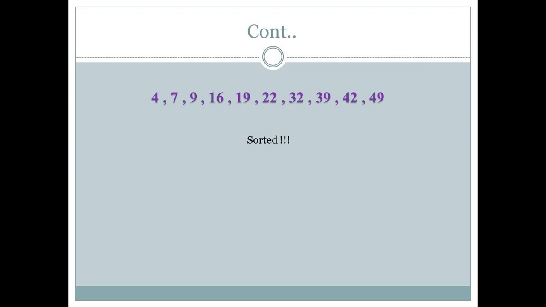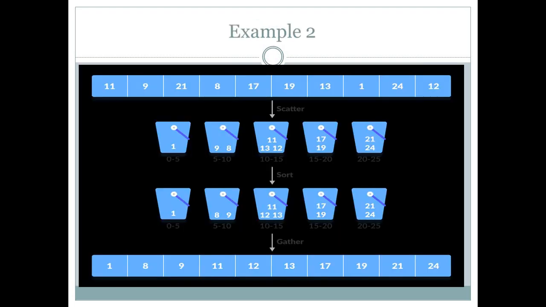Okay, so let's understand it with another example. Our array is 11, 9, 21, 8, 17, 19, 13, 1, 24 and 12. Here we can see that our minimum number is 1 and our maximum number is 24. So we can divide it by making buckets 0 to 5, 5 to 10, 11 to 15, 15 to 20, 20 to 25, like this.